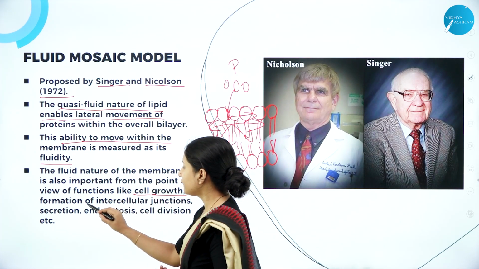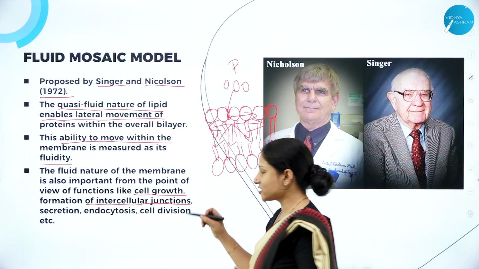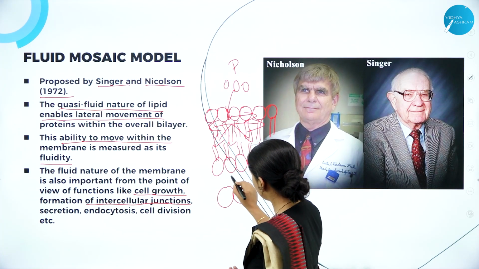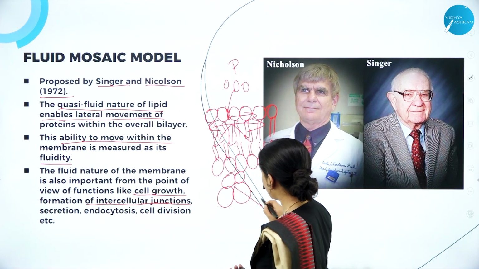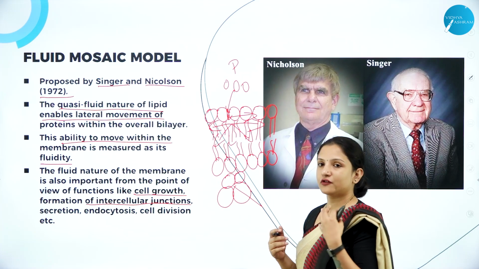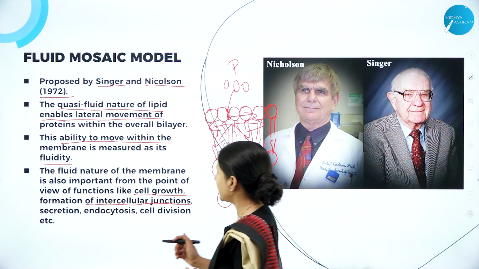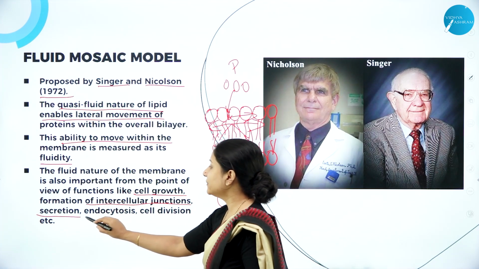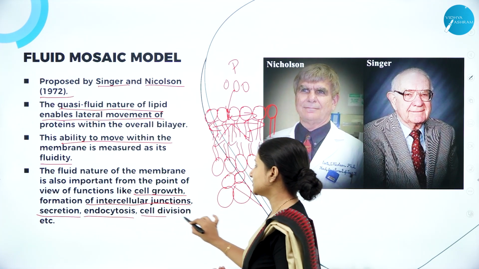It is important for the formation of intercellular junctions. Intercellular junctions between the cells means whatever gap is there between the cells. For that development, it is very important. It helps in the secretion of various substances. It helps in endocytosis. It helps in cell division.